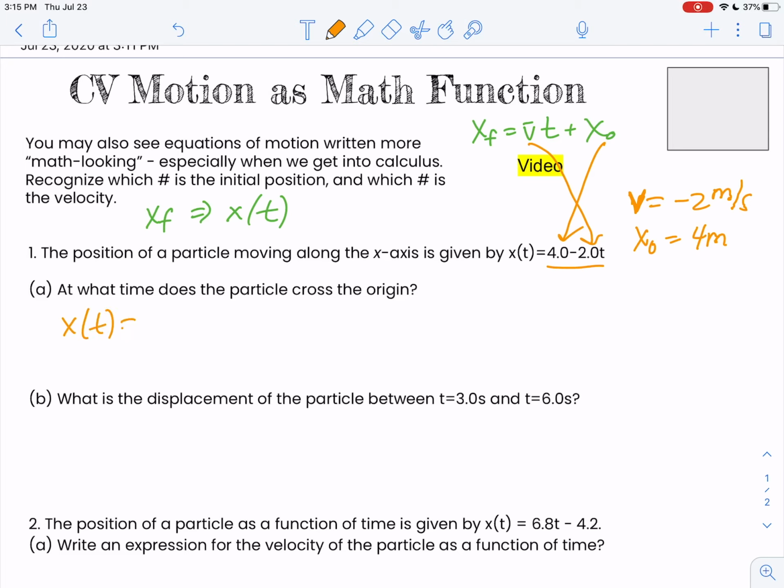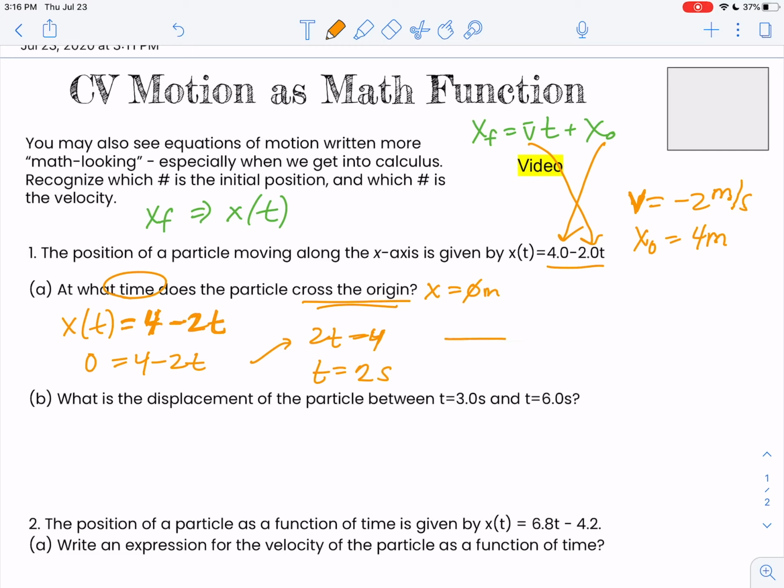So if I have my function, minus 2t, I'm just going to get rid of the 0.0, because physics doesn't care about sig figs like chem does, really. What is the position as a function of time? It's 4 minus 2t. At what time does the particle cross the origin? When the particle crosses the origin, that means the position is 0 meters. So x of t, I'm just going to plug in a 0. 4 minus 2t equals 0, so 2t equals 4. Okay, t equals 2 seconds.